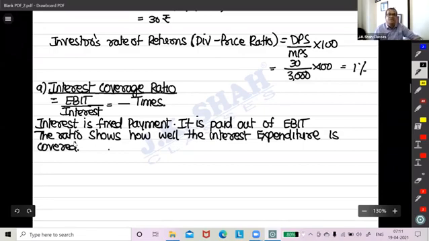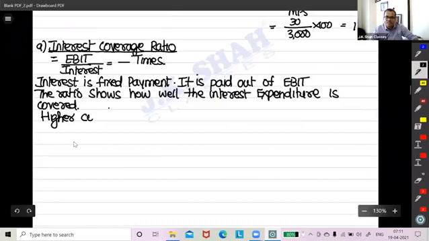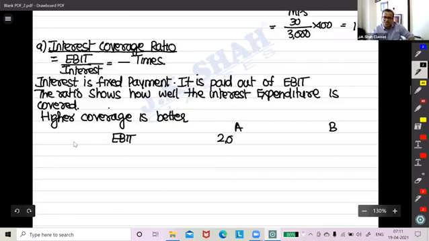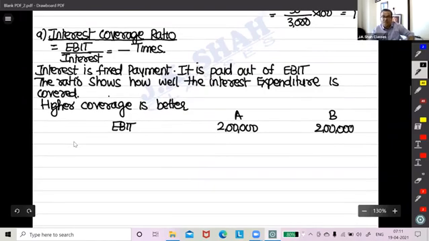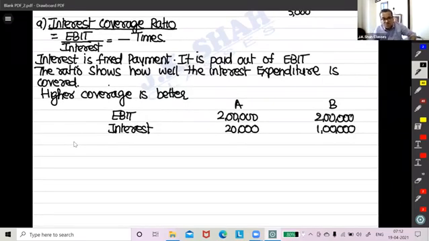I would simply say higher coverage is better. For example, let's create two companies. Say both have EBIT of 2 lakh. Let's talk about their interest payments. One has an interest obligation of 20,000 and the other has an interest obligation of 1 lakh. People, can you see where the risk is?